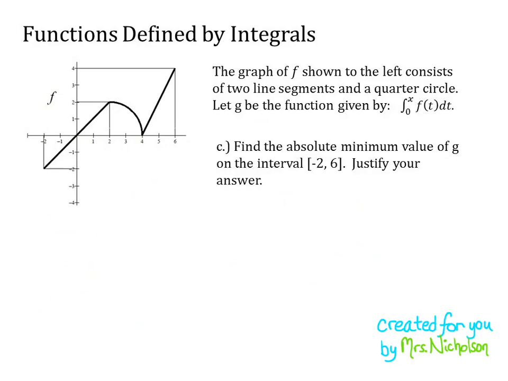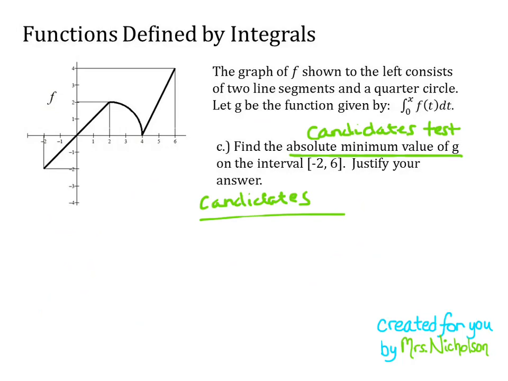Question C, find the absolute minimum of g on the interval -2, 6. Now, when we see absolute minimum, again, it's a flashcard, and what we should be thinking, of course, is candidates test. Absolute minimum means a candidates test. So my candidates are going to be any critical numbers and, of course, the endpoints.